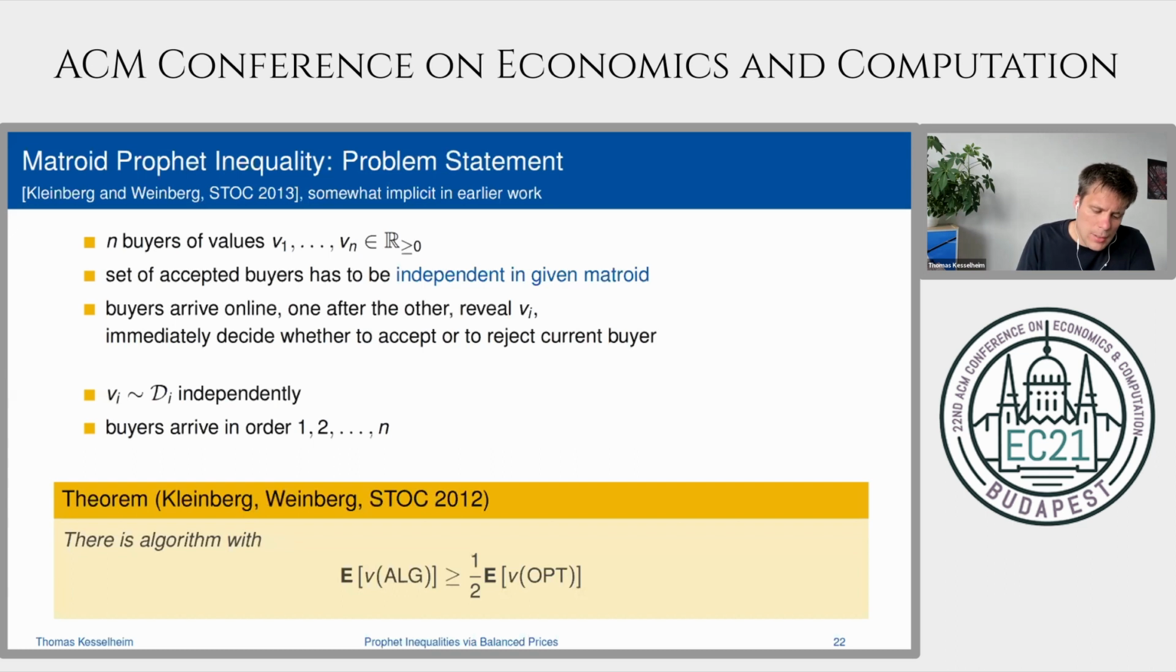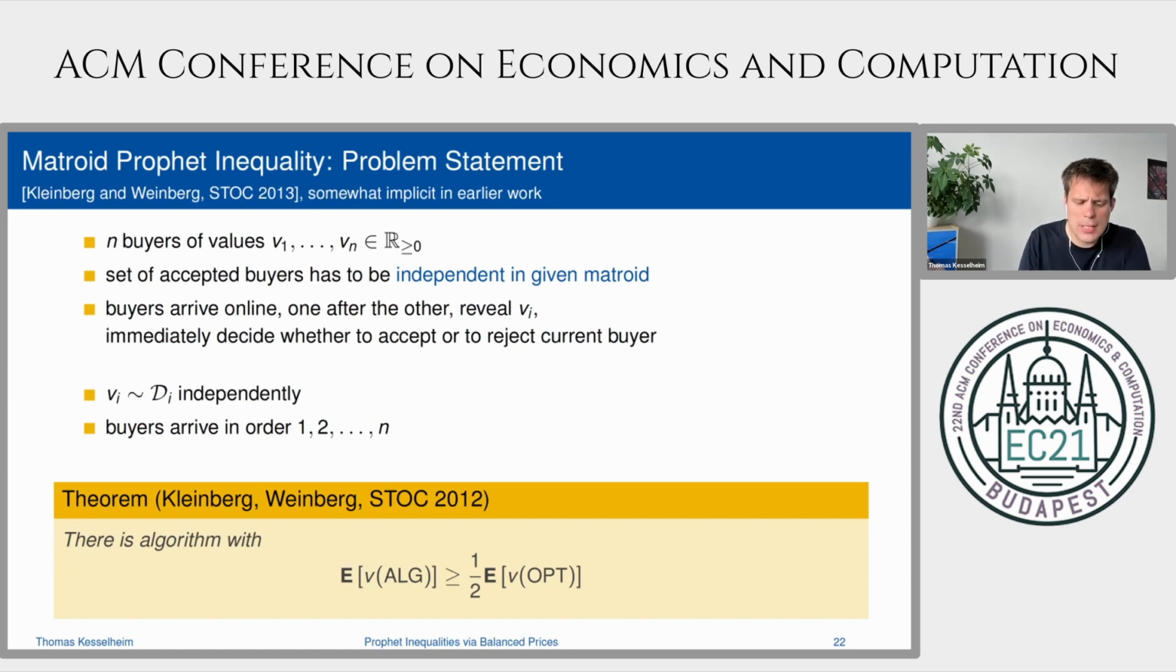And what Bobby Kleinberg and Matt Weinberg showed was that there is an algorithm which guarantees that the expected social welfare that you're getting is at least a half times the expected optimal social welfare. So this also generalizes the standard prophet inequality, where your matroid constraint would be just a one-uniform matroid, namely that you're allowed to select only a single buyer. And now, regardless of what matroid constraint you have, this nicely generalizes to arbitrary matroid settings. And how do they do this?